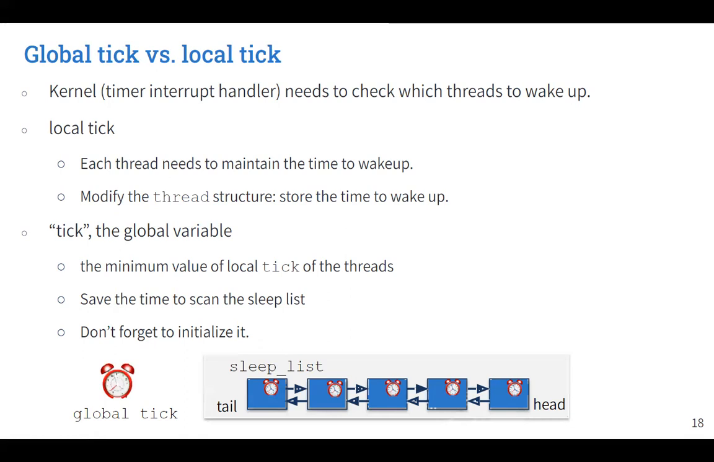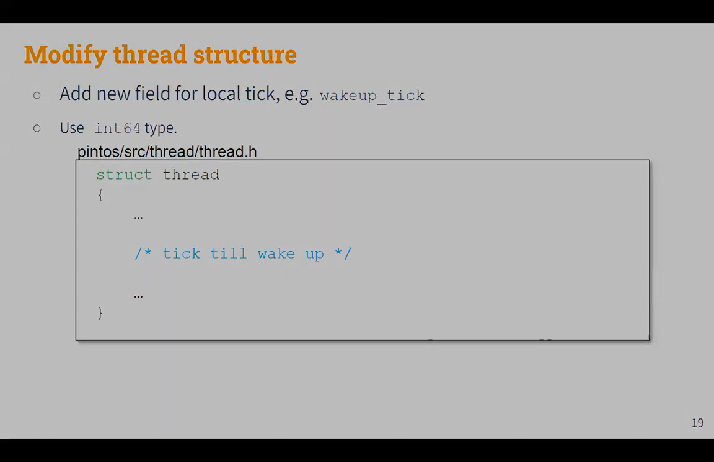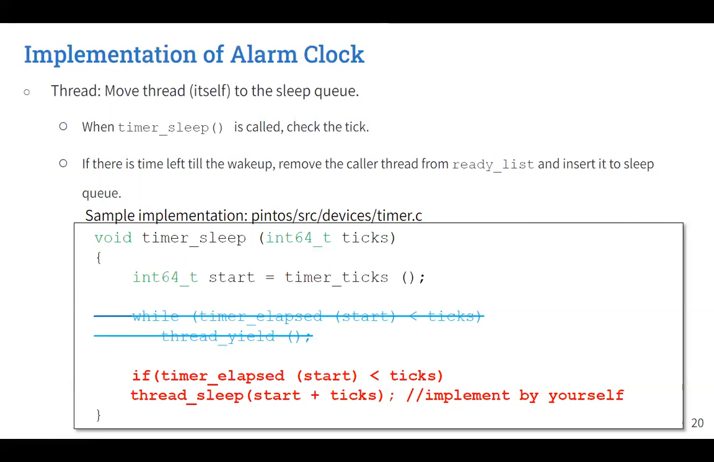So in this slide, we're saying that you should define a local tick for each thread and a global tick. So you have to think about where to put these ticks and where to initialize them. Local tick, of course, should go into the thread structure. You could name it wake up tick, and it should use int64 type. So we're giving you a direct hint of how it should be implemented.